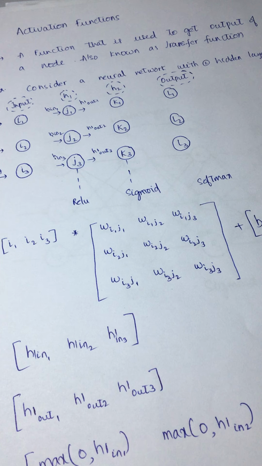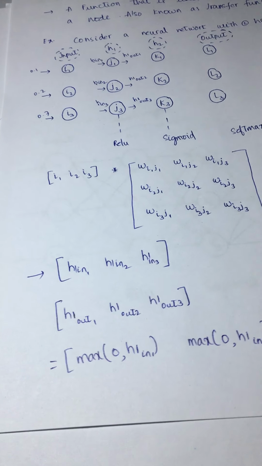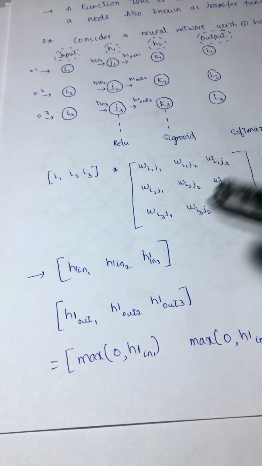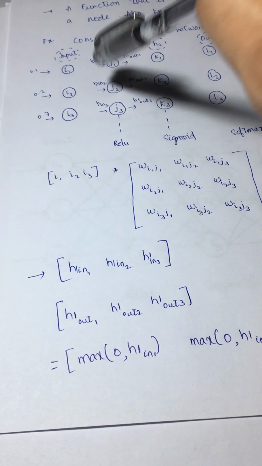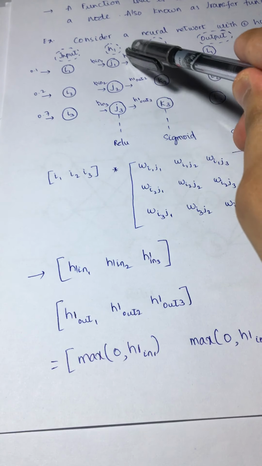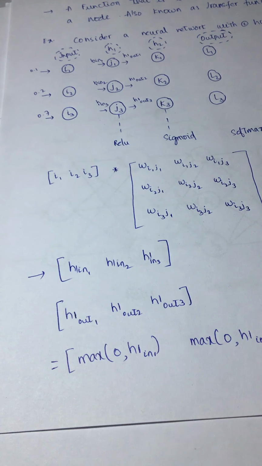So in the first layer, you have your I1, I2, I3, and you just take a cross product, add the biases at the end, and you get your HIN1, HIN2, HIN3. Okay, so these are these. Now after this, what is this H1 out 1?